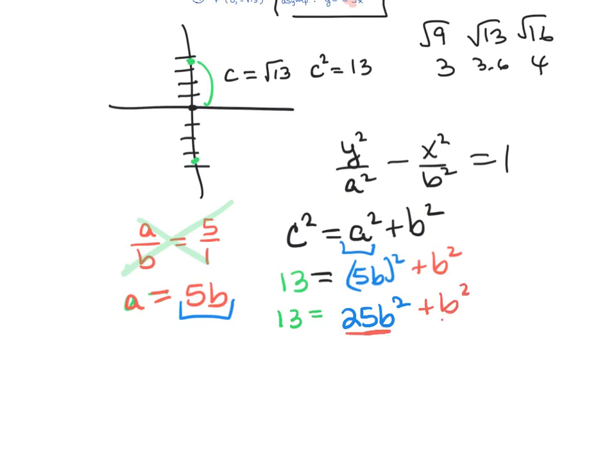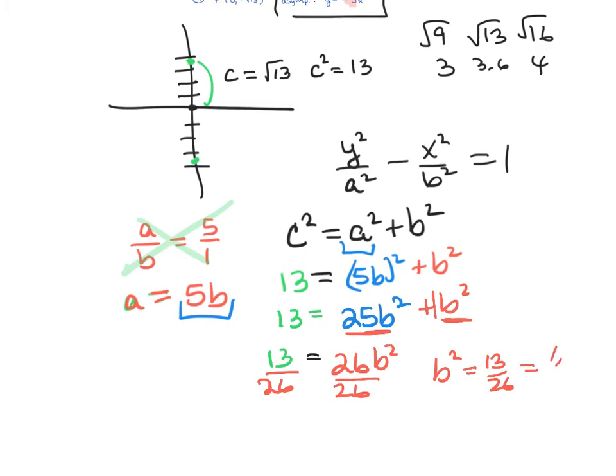Notice I have like terms here. I can add them. I can assume a 1 here. 26b squared equals 13. I need to divide both sides by 26. So b squared equals 13 over 26, which simplifies to 1/2.